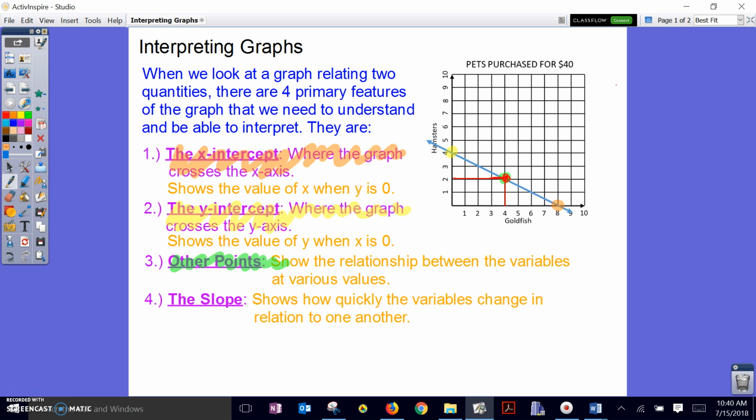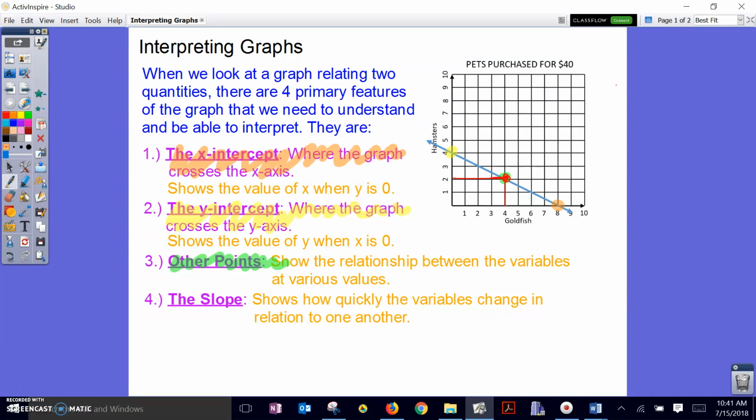That's a possible combination of pets that we could purchase for $40, as well as the intercepts that we already found. And any point that we find on this graph that makes reasonable sense, we can interpret in that way. For instance, the point (6, 1) is on the graph, so we could buy 6 goldfish and 1 hamster. The point (2, 3) is on the graph, so we could buy 2 goldfish and 3 hamsters.